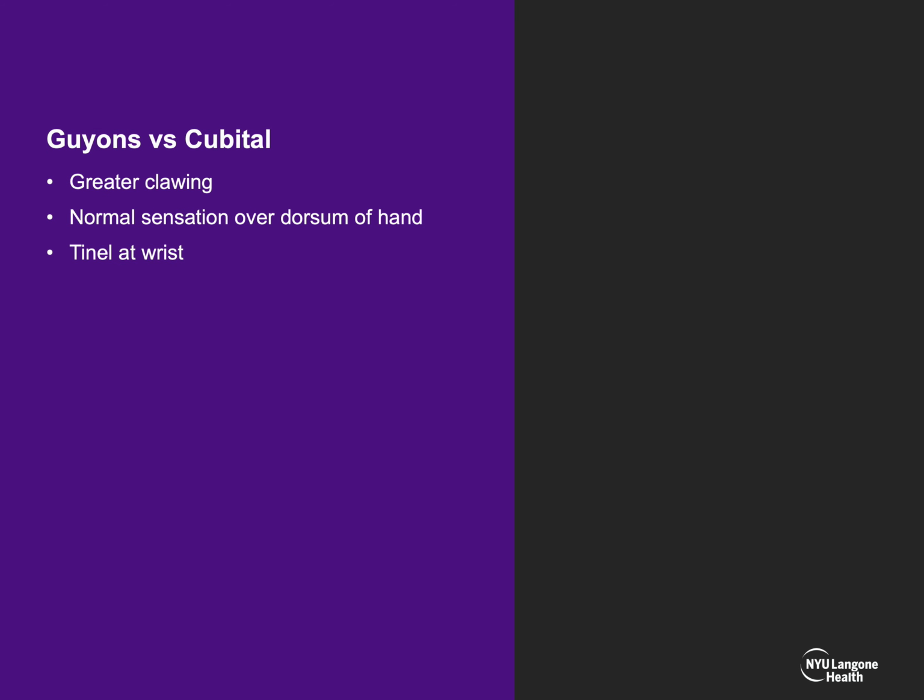Differentiating Guyon's versus cubital tunnel, coming back to the clawing. In Guyon's, they will have more severe clawing. Remember, they have more severe clawing because the intrinsics are affected, so the lumbricals are not working, but they have normal FDP. So you have really strong finger flexion, but you have nothing to counteract the IP flexion. And thenar involvement at the wrist as opposed to at the elbow.